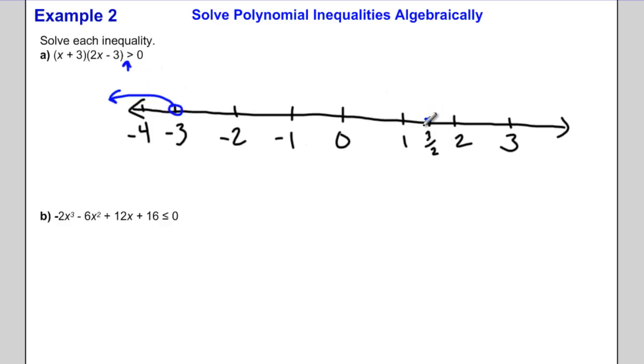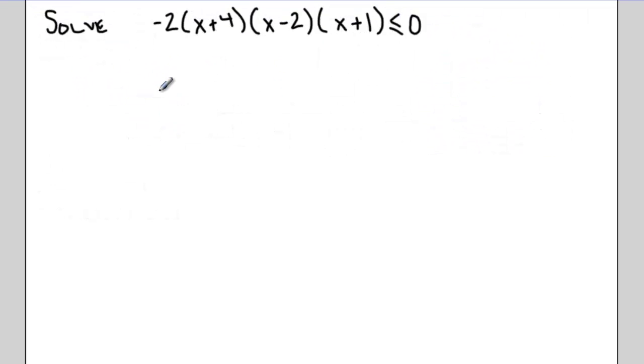And likewise, at 3 halves, since it's strictly less than, it'll never reach 3 halves, but any value above 3 halves makes this positive. And let's try one more. We're going to solve this cubic function: -2 times the factor x plus 4, which is an x-intercept at x equals -4, times the factor x minus 2, times the factor x plus 1. We want that to be less than or equal to 0.